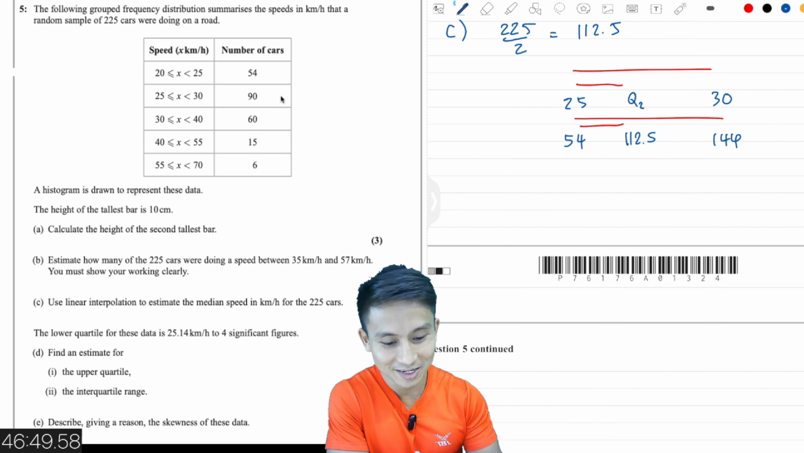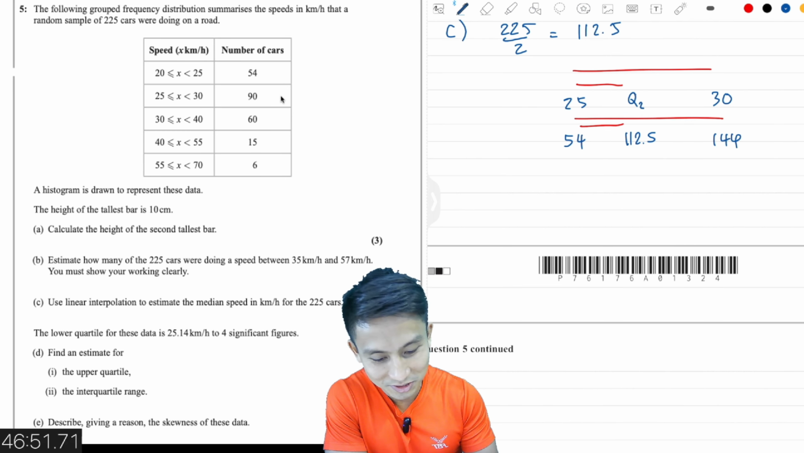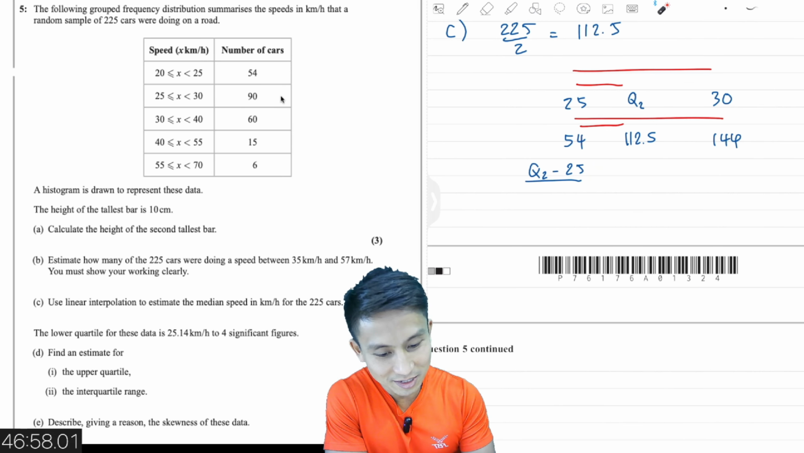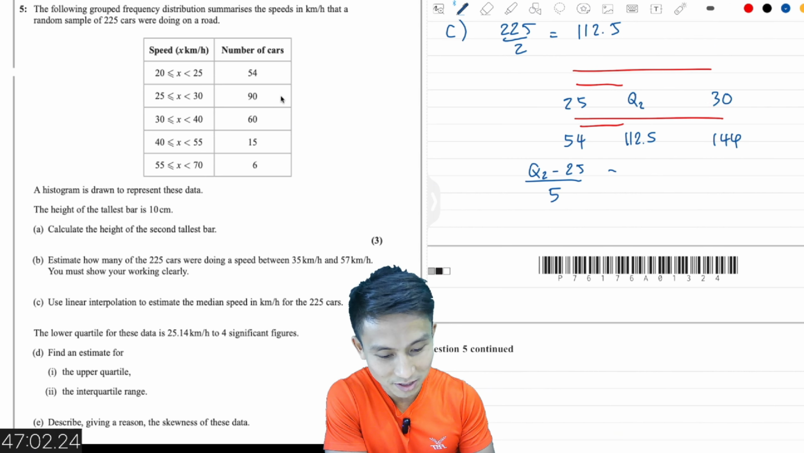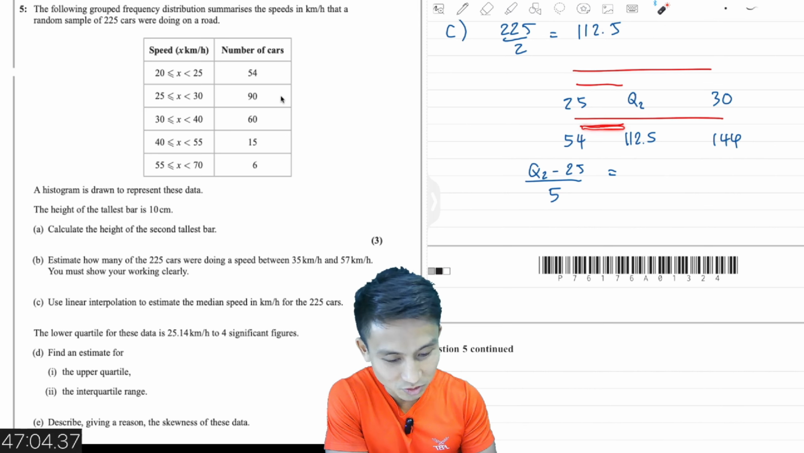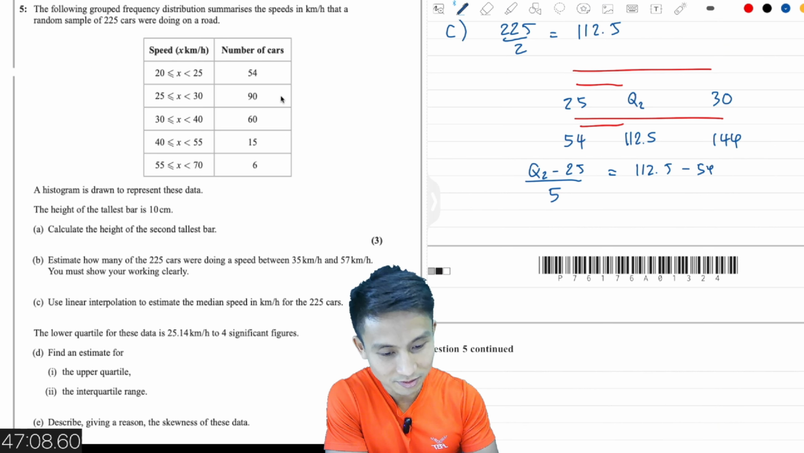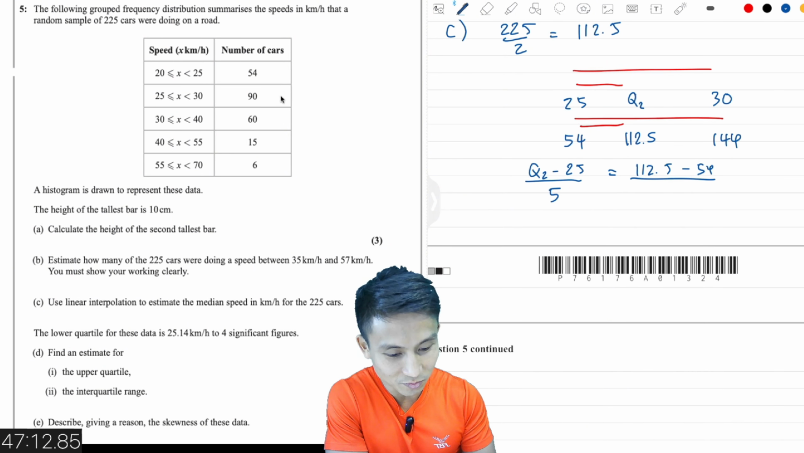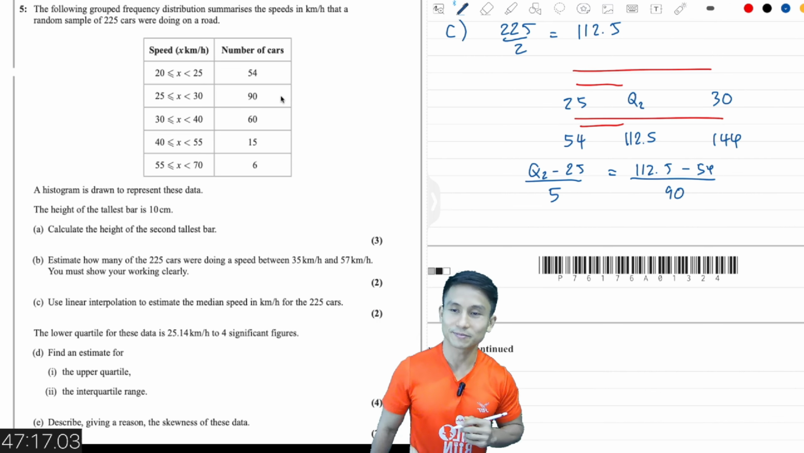You got it? So that distance is just Q2 minus 25, because we want to find the distance between the two numbers. And then this distance would just be 30 minus 25, which is 5. And now this shorter distance as well, which is 112.5 minus 45, divided by this distance, which is 90. It's going to be the frequency of that class, basically.